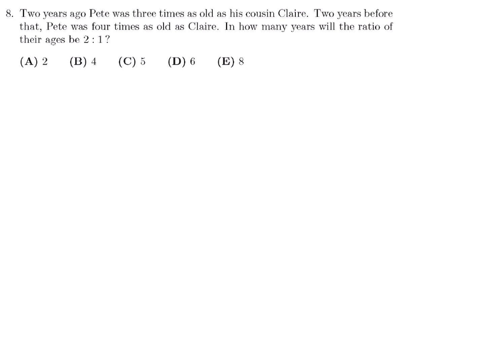Two years ago, Pete was 3 times as old as his cousin Claire. 2 years before that, Pete was 4 times as old as Claire. In how many years will the ratio of their ages be 2 to 1? P minus 2 is 3 times C minus 2. P minus 4 is 4 times C minus 4.